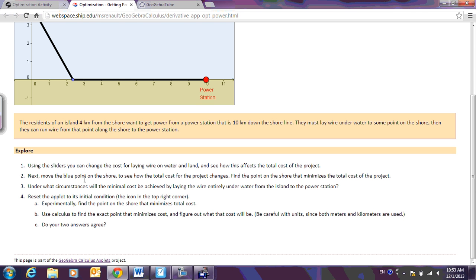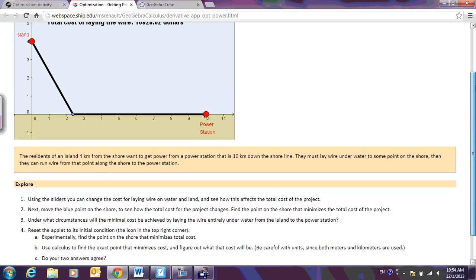But we have done two. Move the blue point on the shore to see what the total cost of the project changes. We found the minimized cost. It's 16,000 something. All right, under what circumstances will the minimum cost be achieved? Now, I kind of talked about 3, so I'm just going to skip to 4. So we're just going to skip to how you would do this without the applet, in other words.